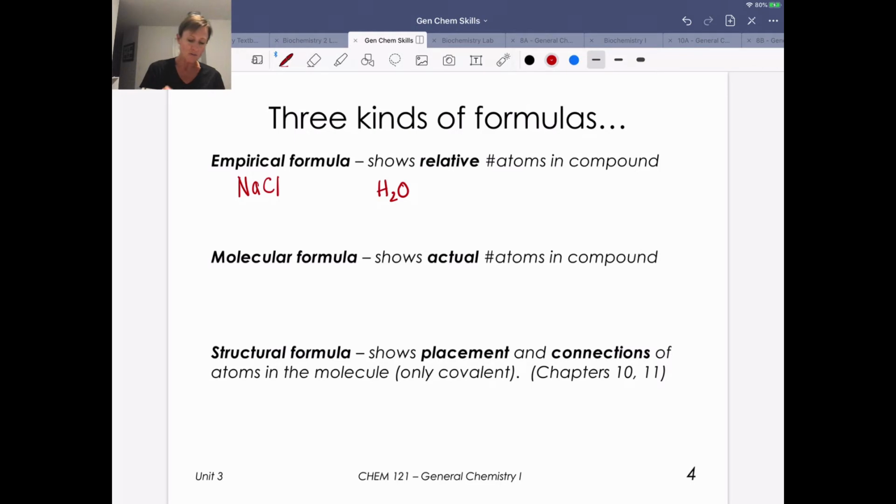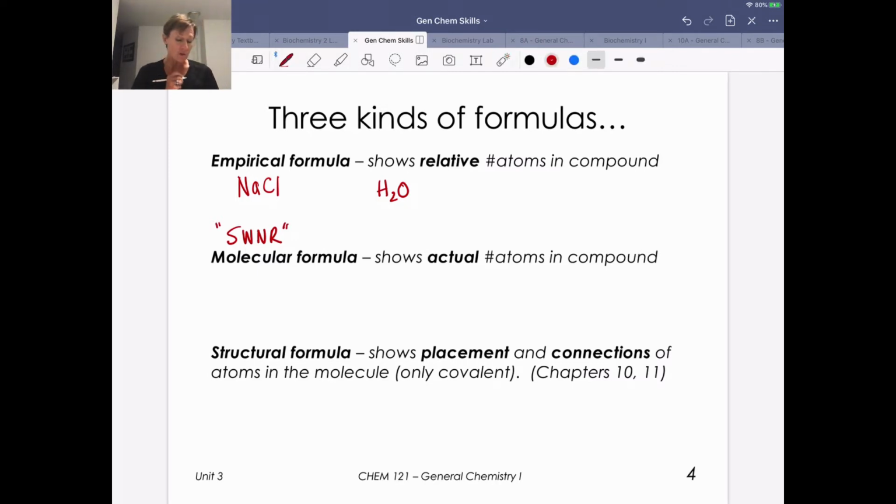So empirical formulas are going to be in what we call the simplest whole number ratio. I'm going to abbreviate this a lot so I don't have to consistently write it out. SWNR refers to the simplest whole number ratio. So empirical formulas are always going to be the simplest whole number ratio of all of our elements.